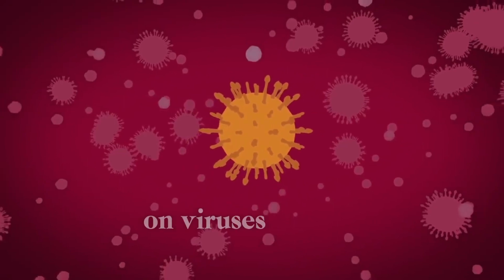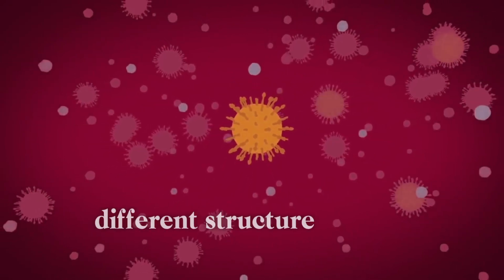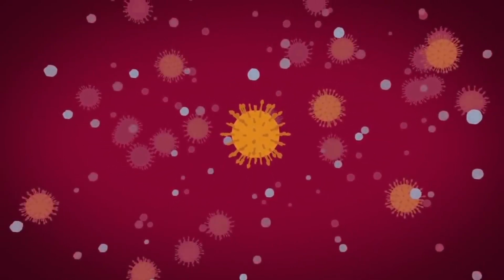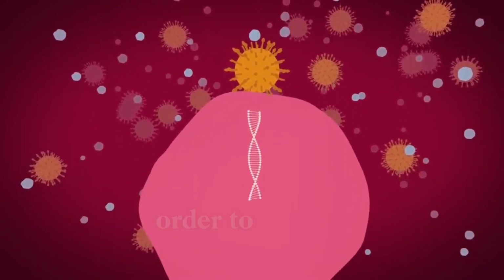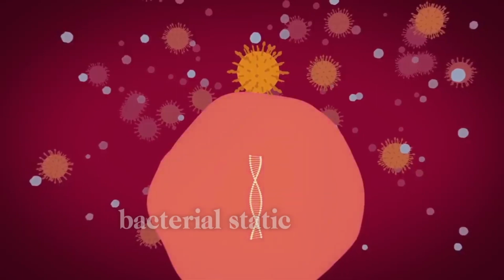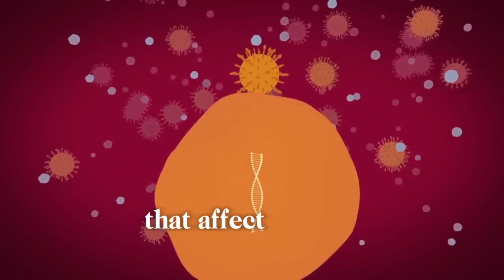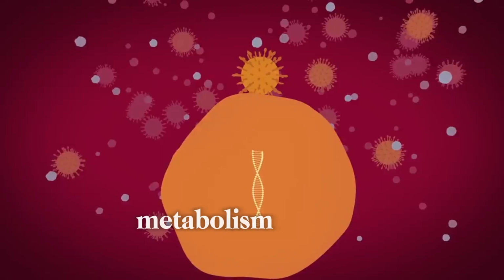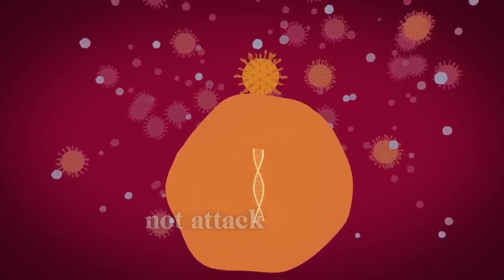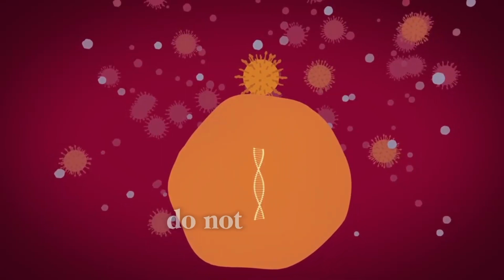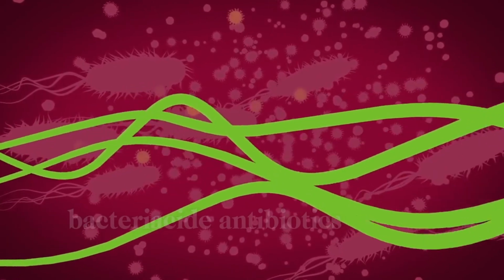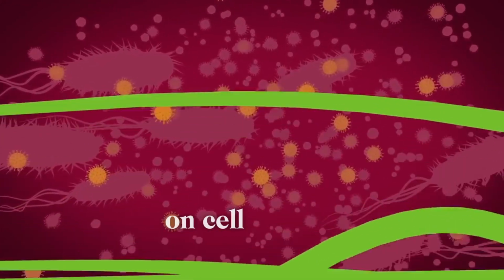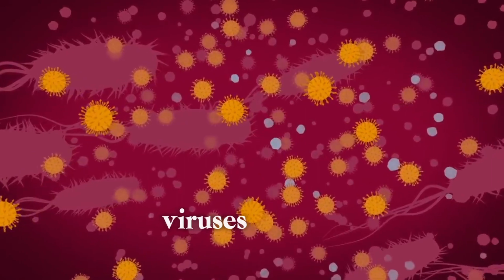Antibiotics do not work on viruses because viruses have a different structure to bacteria. Viruses incorporate themselves into a host cell in your body in order to multiply. Bacteriostatic antibiotics that affect bacterial DNA, metabolism, or protein production do not attack body cells and therefore do not slow the growth of viruses. Viruses do not have a cell wall, and therefore bactericidal antibiotics that act on cell walls cannot kill viruses.